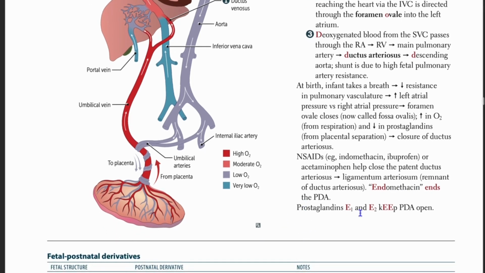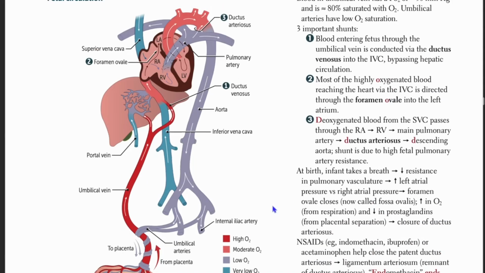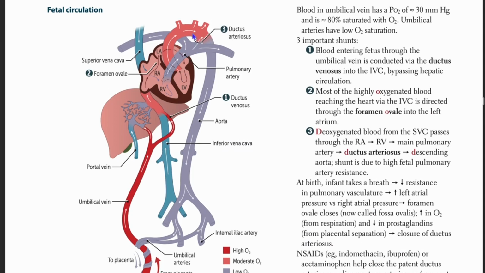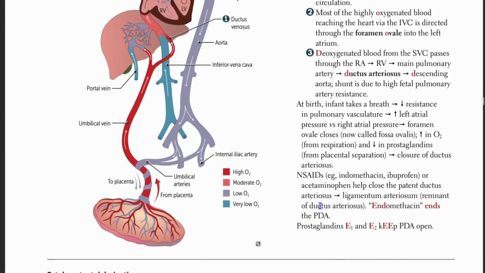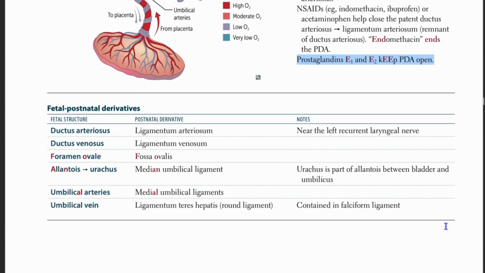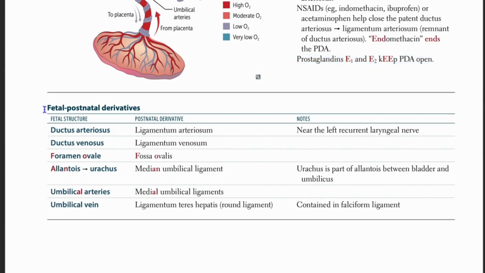So prostaglandin E1 and E2 keep the PDA open. We also try to keep this open in case of cyanosis. Whichever one, one or the other. I guess it's usually this one, not the fossa ovalis, but it's going to be this one that you try to keep open. They won't test you on the ovalis one, I guess. So we give prostaglandins to do that.